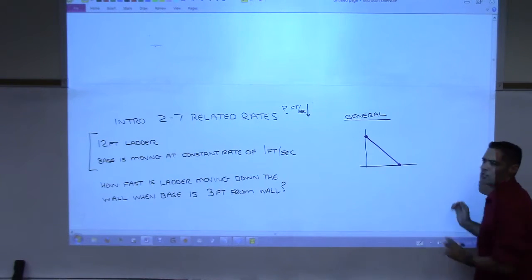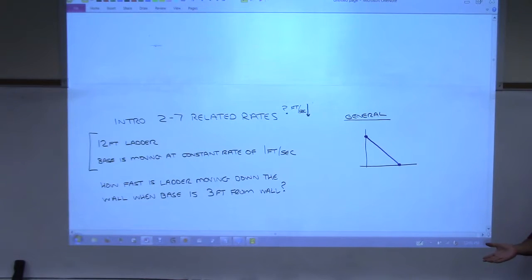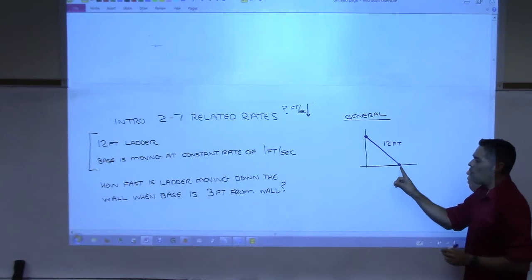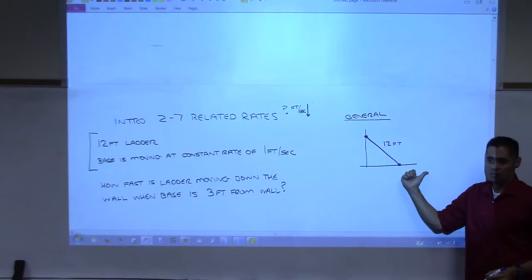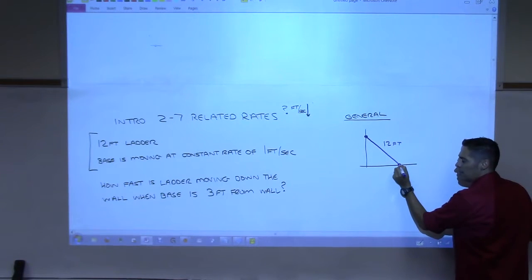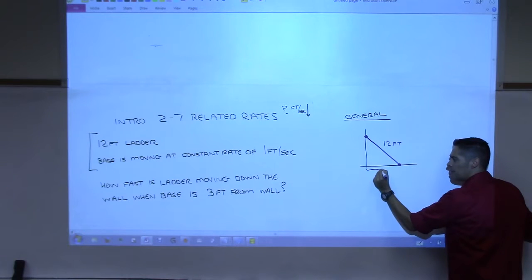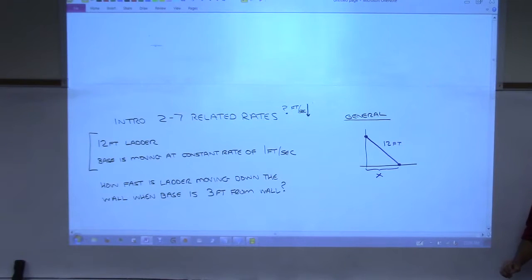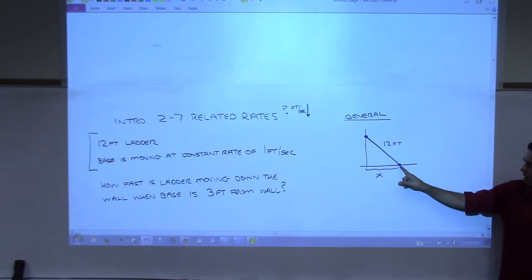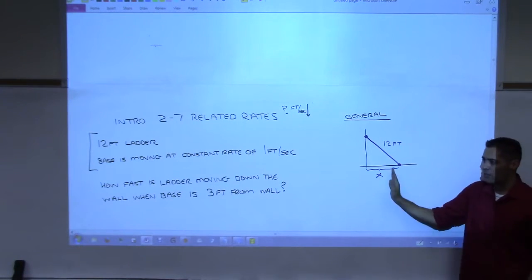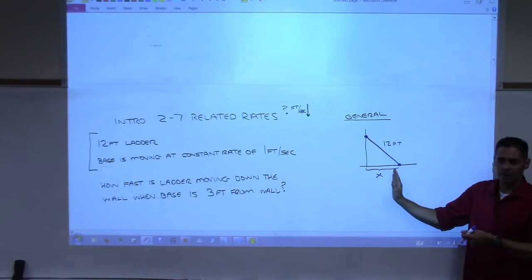Does the length of the ladder change? Ever? No, it's 12 feet, right? So I can label this 12 feet. This point is moving in this direction, right? And the way I could represent that point is by measuring the distance from here to here and calling it, let's say, x. Then x is changing at 1 foot per second. The value of x is changing at a speed of 1 foot per second. Do y'all understand that?